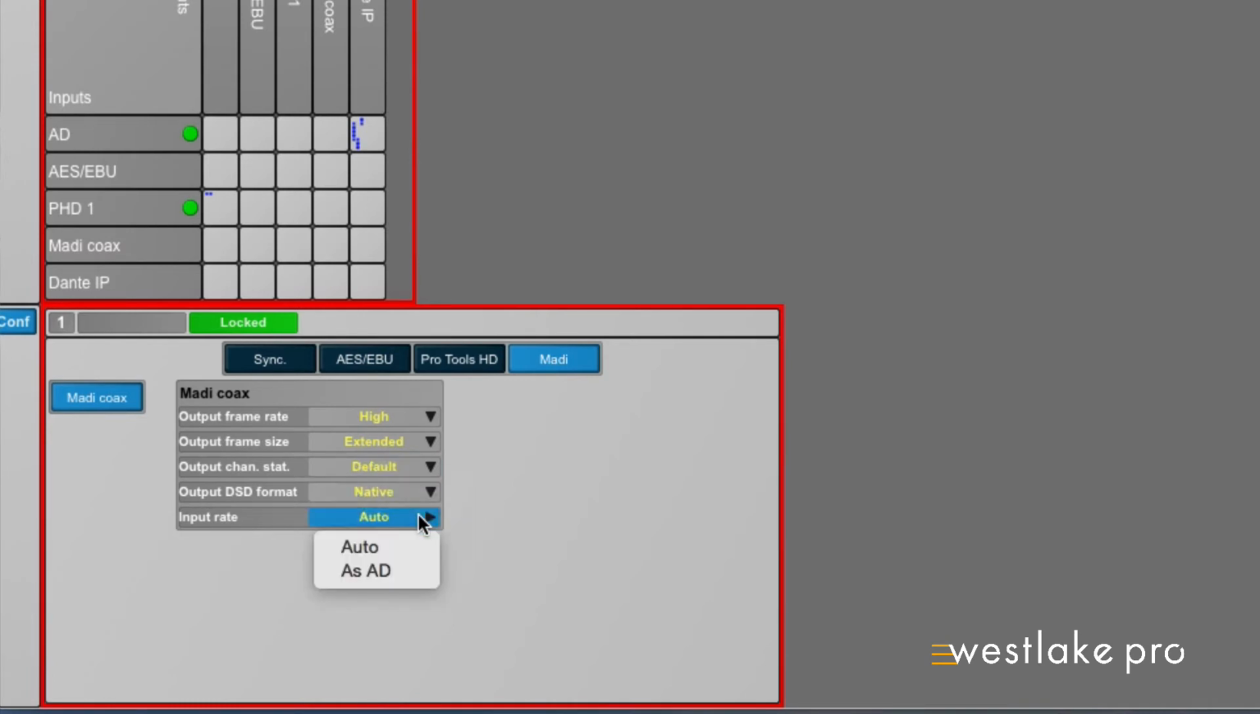Input rate can be set to auto or as A to D. In auto mode, the matrix will try to determine the sample rate of the incoming MADI signal. In as A to D mode, the matrix will assume that the incoming MADI has the same sample rate as the matrix. It's usually recommended to leave this in auto mode. DSD format can either be set to DSD over PCM or native.